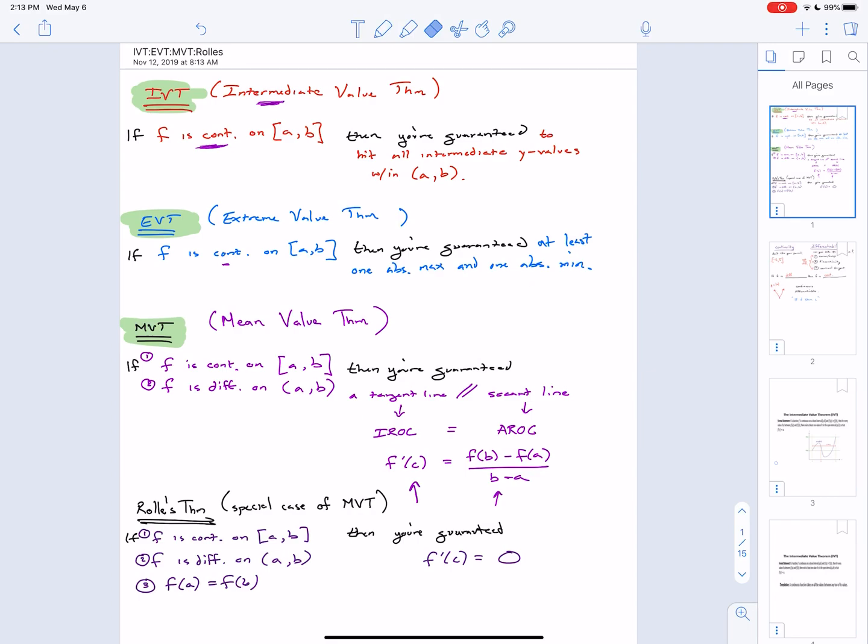Here's a list of your theorems. You're more than welcome to email me if you want a PDF of all the theorems. But really, there's only 4 listed here, but 2 really that you need to know, okay? And that's going to be IVT and MVT here, okay? Rolle's theorem is really just a special case of the mean value theorem, so you really don't need to state Rolle's theorem specifically there, okay?